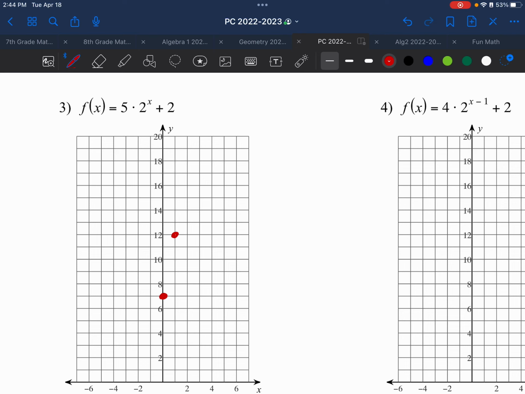So again, what if I unshift by 2? I come back down here to a height of 10. So once I have 10, I'm going to multiply by 2, and I get 20, and then shift back up 2, and I get 22, which is off the graph. But I mean, I can kind of eyeball it. It's right about there.